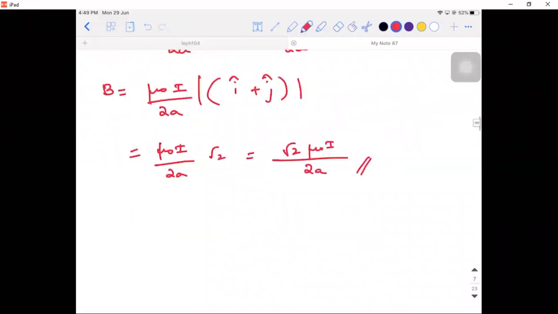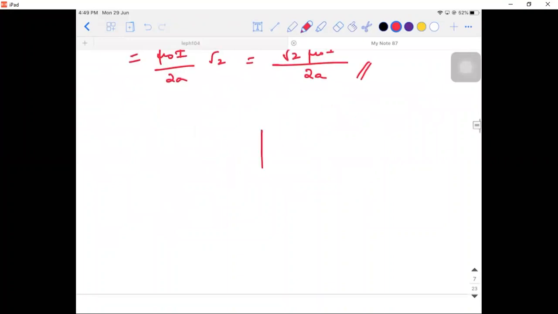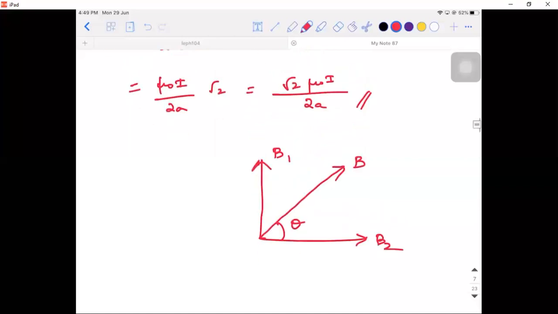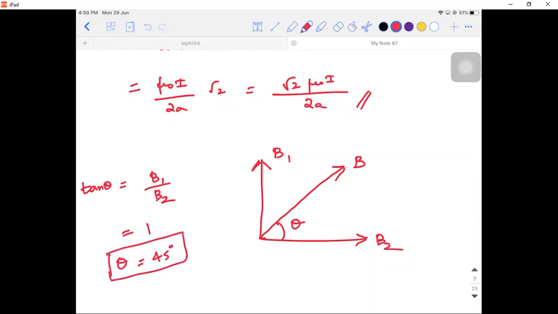And the magnetic field due to the first will be in this direction. B1 will be in this direction, B2 will be in this direction, and B vector will be in this direction, such that if I take this angle to be theta, then tan theta will be equal to B1 divided by B2, from the parallelogram law of vectors. B1 and B2 have the same magnitude, so tan theta will be equal to 1. What will be the value of theta? 45 degrees.